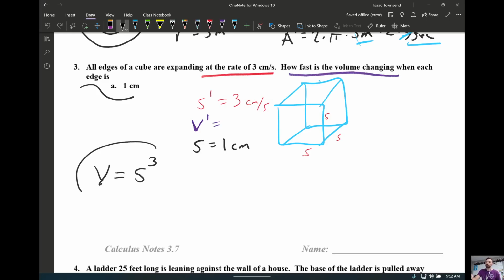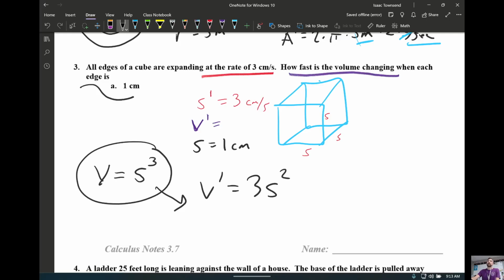Okay, and then I want to take the derivative of this. So what's the derivative of V? 3s s prime. 3s to the second power s prime. Okay, y'all are ahead of me. The derivative of just V is V prime. Okay, how do we take the derivative of S cubed? Okay, power rule.